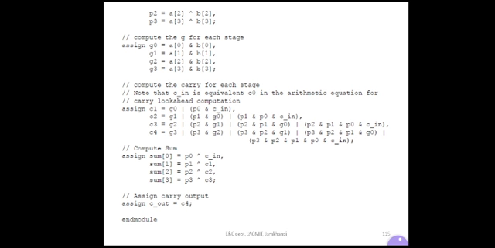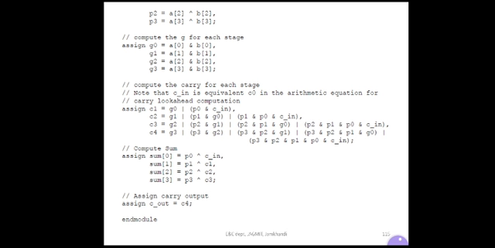Now finally compute the carry signal for each stage. Notice that here Cin is equivalent to C0 in the arithmetic equations for the carry look ahead adder. We have used C0 in the block diagram; C0 is the same as Cin here. So assign C1 is equal to G0 or P0 and Cin, comma C2 equal to, like this. Just write the AND and OR signals. Put each expression in brackets, and whatever expressions we have computed, just transfer them into Verilog HDL form as shown in the slide.